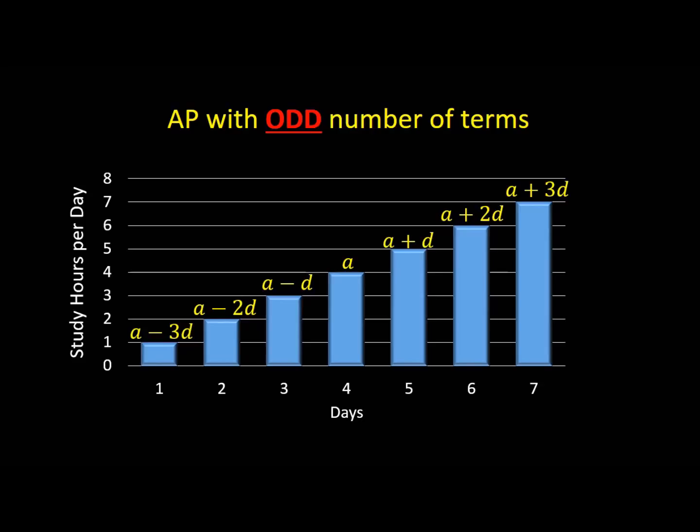So for an odd number of terms, I repeat, you name the middle term as A, then for the higher terms you keep adding the constant difference. To get the lower terms, you keep subtracting the constant difference or the common difference.